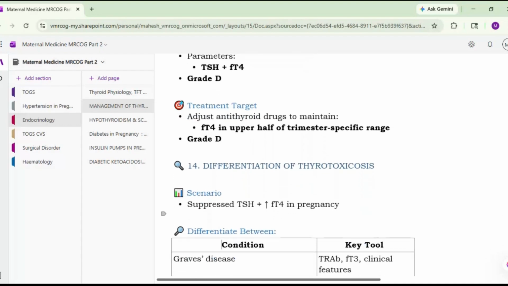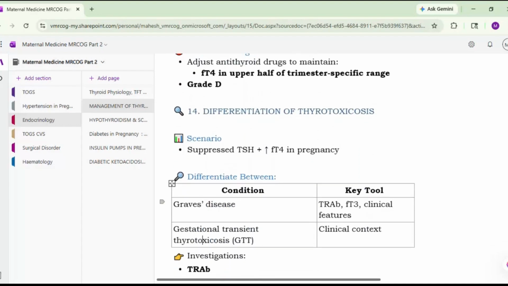Okay. Now, differentiation of thyrotoxicosis. When you have a thyrotoxicosis, you should be able to differentiate gestational transient thyrotoxicosis, that is GTT, from Graves' disease. Okay. So what happens? What will be the presentation? Presentation will be TSH will be low and FT4 will be increased and the patient is pregnant.